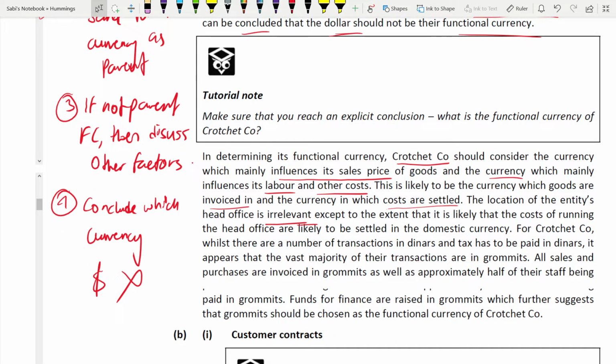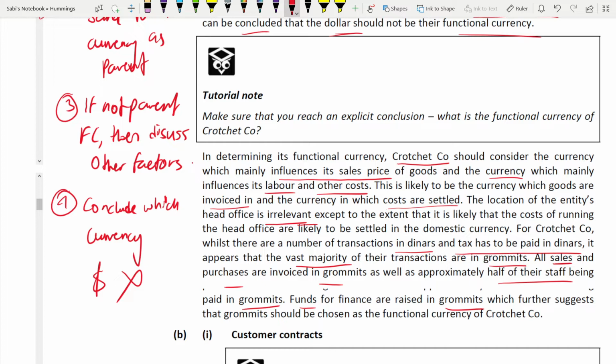But for Crochet, yes, if you see a number of transactions are in Dinar, and tax has to be paid in Dinar. Even though a number of transactions are in Dinars and tax also you have to pay in Dinar, the vast majority of the transactions are in Grommet. Even your sales and your purchases are invoiced in Grommet. Approximately half of the staff is paid in Grommet, half in Dinar. Finance is also raised in Grommet. So you see everything is Grommet. Dinar is also there, yes, but more than Dinar, it's Grommet.